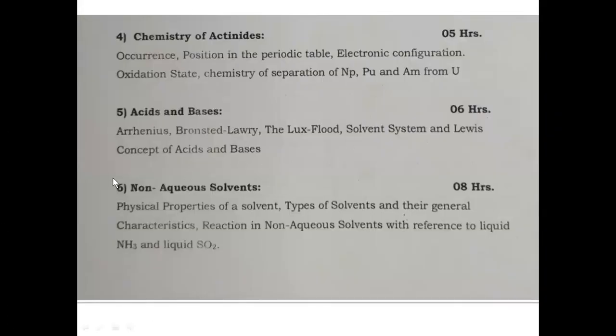This is the chapter named non-aqueous solvents. What things are expected from you? Physical properties of the solvent, types of solvent, the general properties and characteristics, reactions in non-aqueous solvents. Which solvents are expected here? Liquid ammonia and liquid acid. The study of these two solvents is expected in second year.